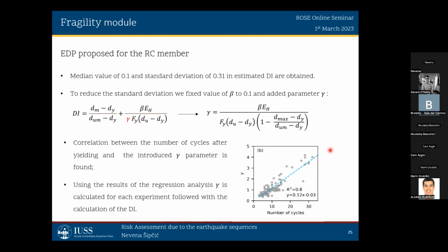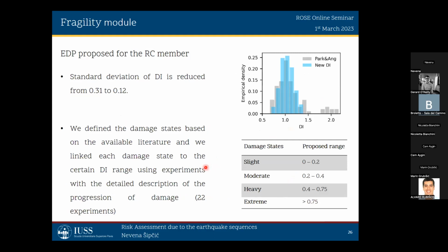And you can see this on this plot, where we use linear regression to estimate the value of gamma as a function of the number of cycles after yielding. And then using the results of the regression analysis, we calculated the gamma, and then we again calculated the damage index. And we showed that now the standard deviation of damage index is going to be 0.12. So we managed to reduce the standard deviation from 0.31 to 0.12.